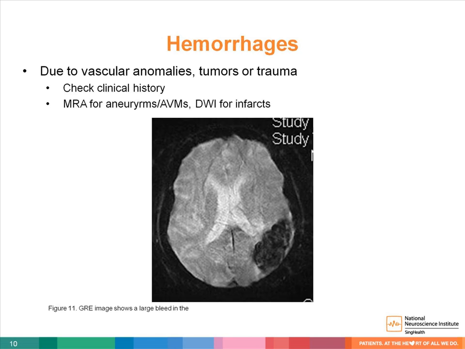Bleeds may be caused by vascular pathologies, tumors, or trauma, and clinical history can narrow this down. An MRA may be useful to check for aneurysms or arteriovenous malformations if the pattern of bleeding is suspicious for vascular anomalies. A DWI may confirm the presence of a hemorrhagic infarct.